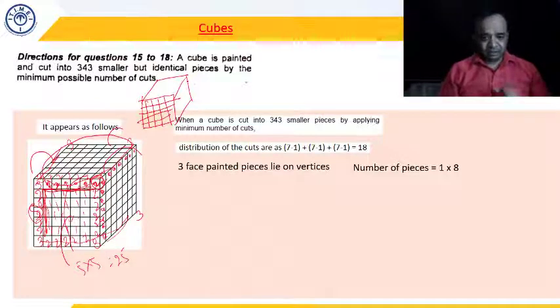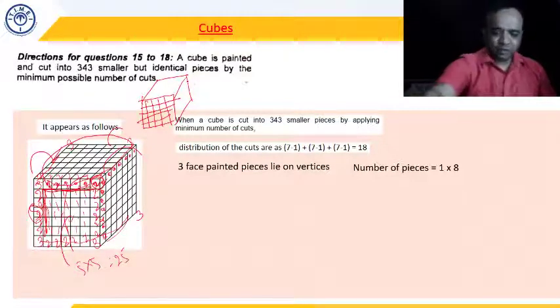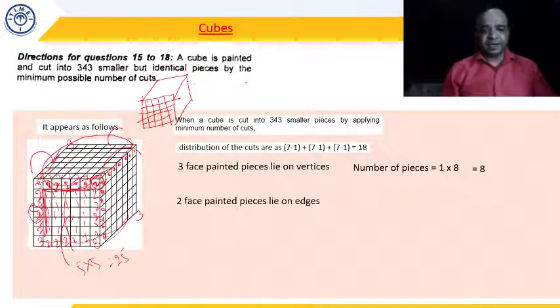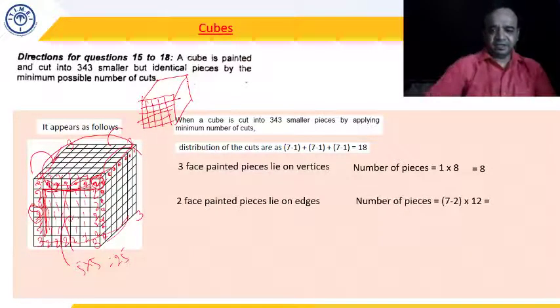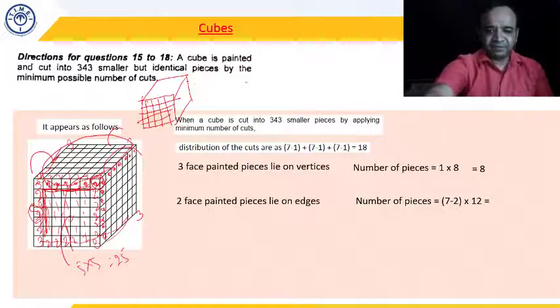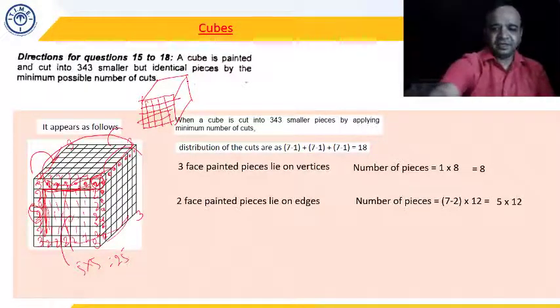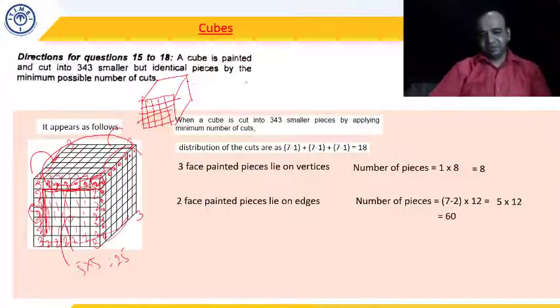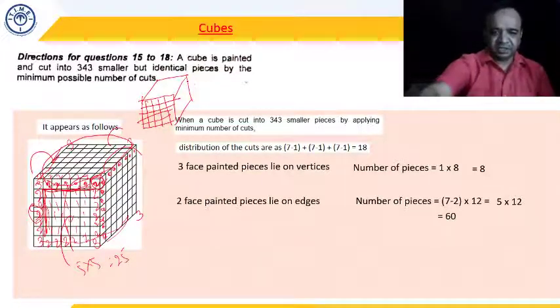Why? Because the number of vertices we have is 8, one piece at each of the vertices. Now, the total number of three face painted pieces is 8. Two face painted pieces are lying on the edges, and the number of pieces on each of the edges is 7 minus 2, that is 5. The number of edges is 12. So 5 into 12 gives us 60 pieces. So 60 pieces are two face painted pieces.